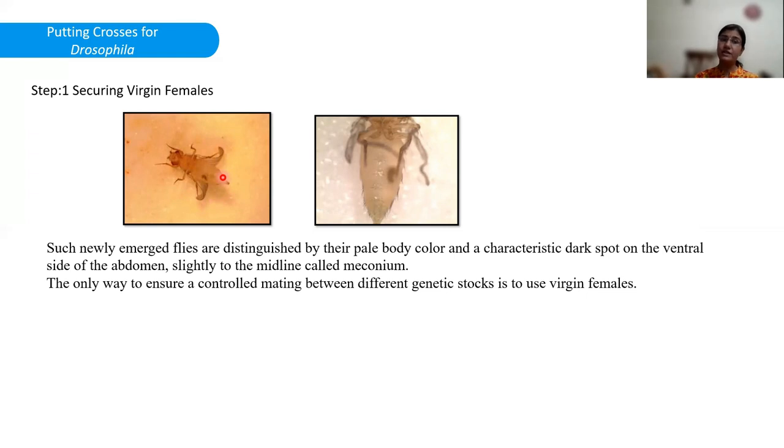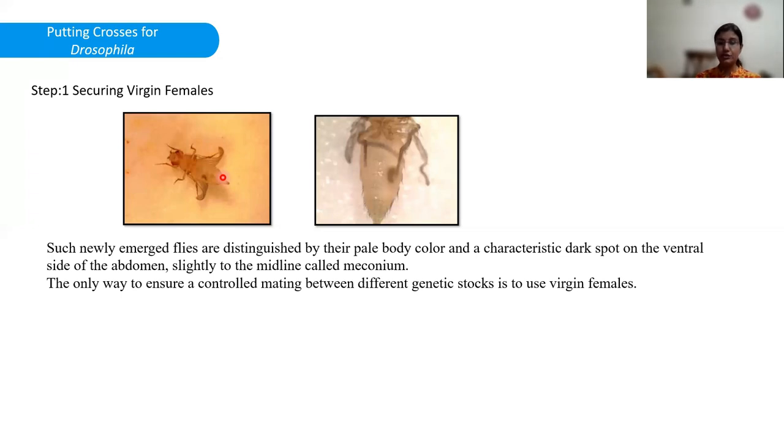Another method by which we can secure the virgin females is by segregating male and female pupa from the culture vial. So mature pupa are taken on a glass slide with a drop of water, and we are going to analyze the pupa under the microscope. We can use a stereo binocular microscope for that.